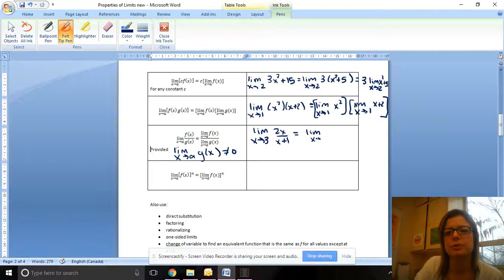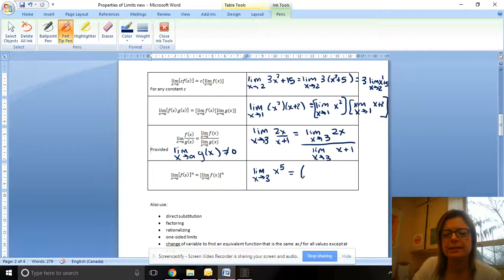Okay, and finally, if I have the limit of a function that's all raised to a power, I can take the limit of that function and then raise it to that same power. So for instance, if I have the limit as x approaches 3 of x to the power 5, I can evaluate that as the limit as x approaches 3 of just x, take that result, and then raise it to the power of 5. Okay, so that might all seem like obvious stuff to you.